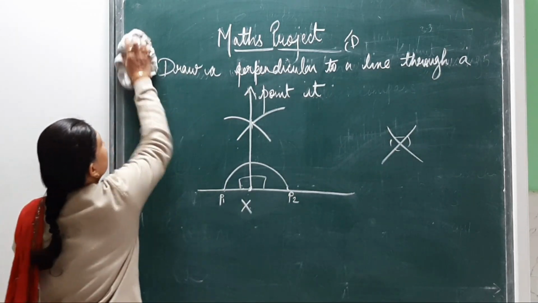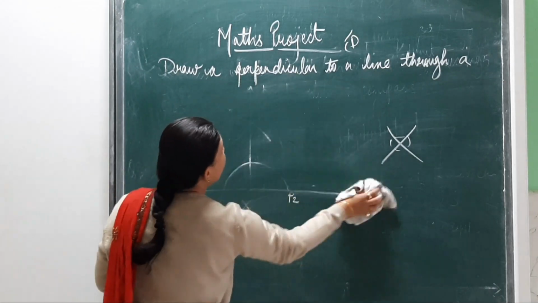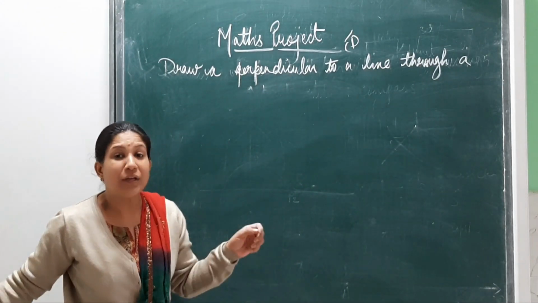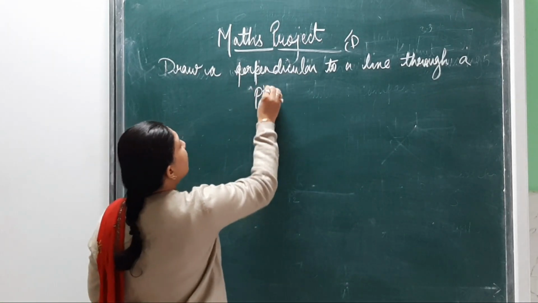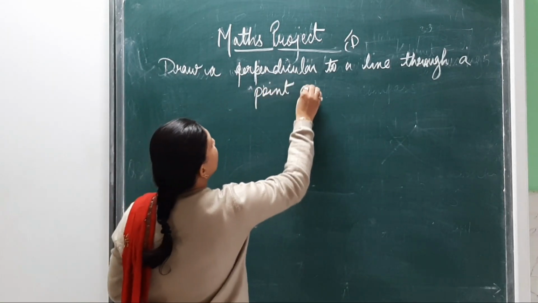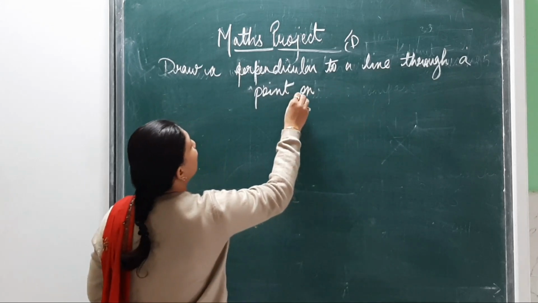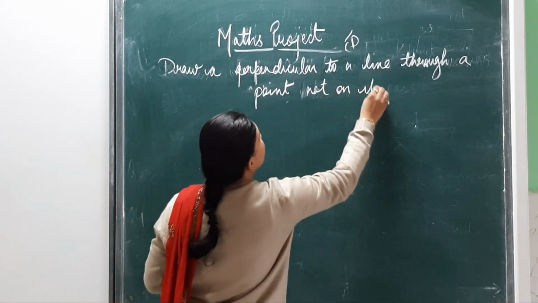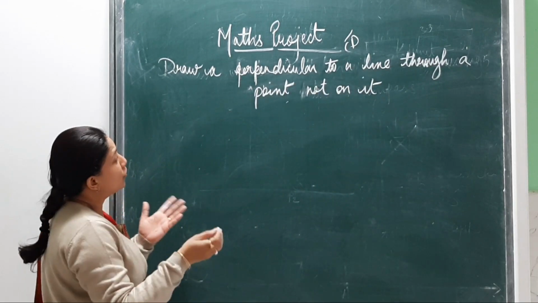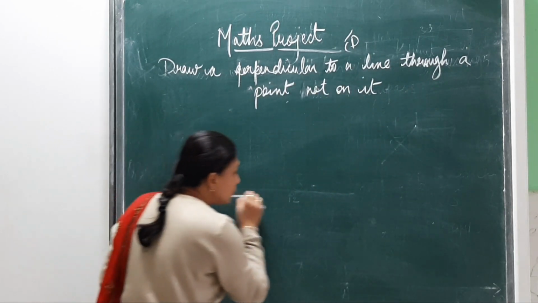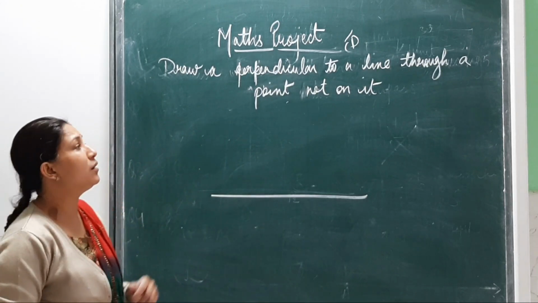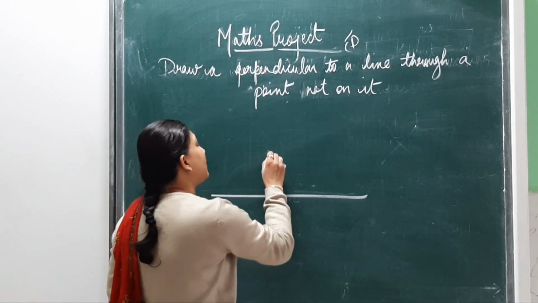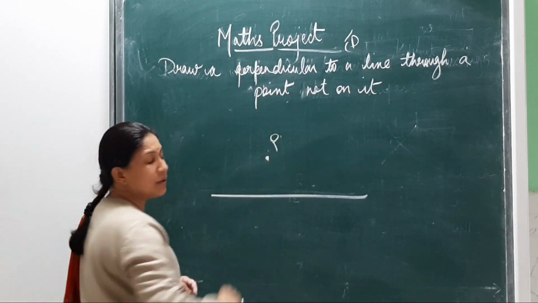Now the fourth question is the same thing. You have to draw a line through a point, write down, not on it. This is also very easy. You have to draw a perpendicular to a line, where the point is not on this line. So take any point, take here point P.